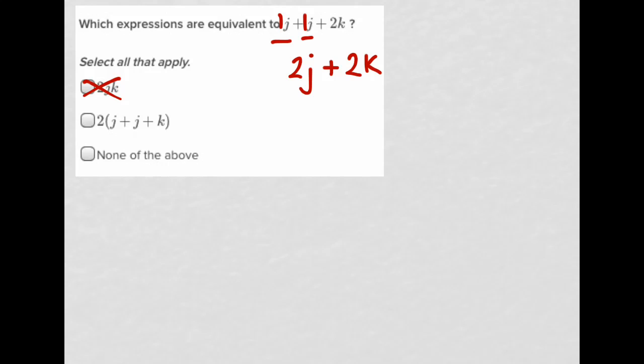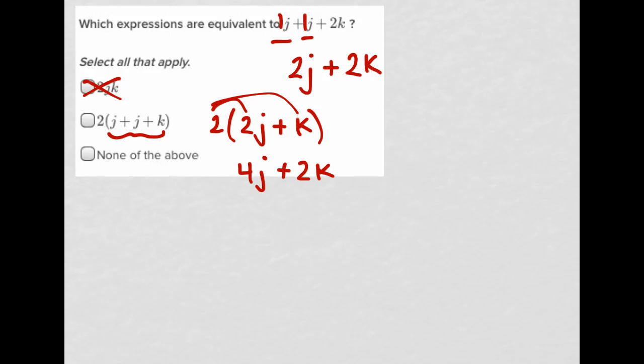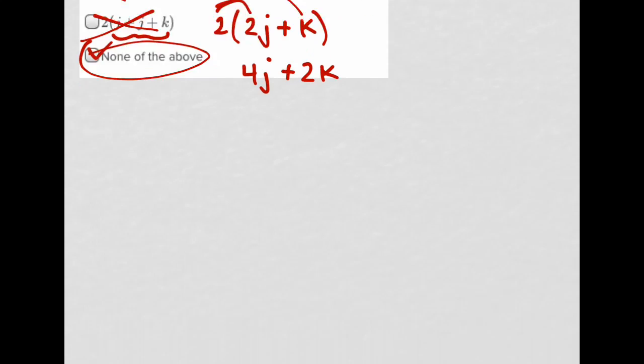What about this? Well, if I do PEMDAS, I can do parentheses first. So that'll be 2 times 2j plus k, right? Because those are like terms. And now I can distribute. 2 times 2 is 4j, and plus 2k. Is it the same as that? No, they're not. So this one is also not it, and again, none of these. Okay.